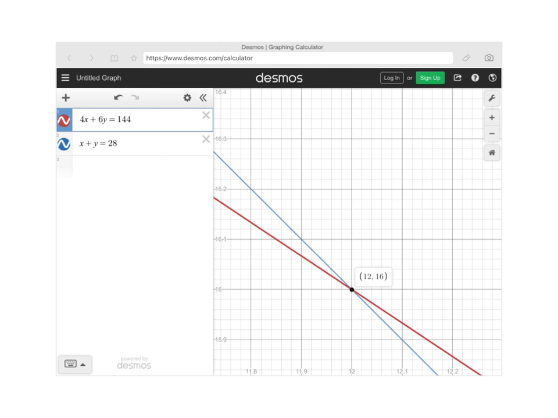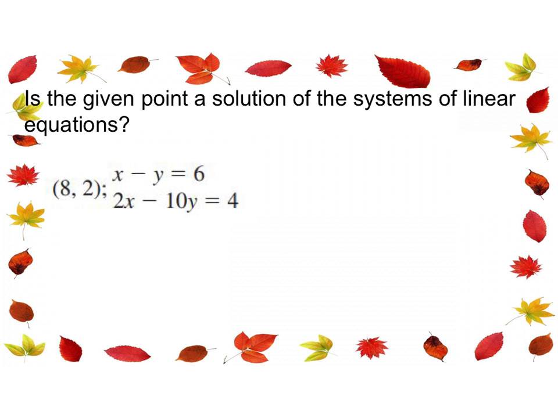I want you to try on your own really quickly. Want to know if 8, -2 is a solution for that system. You don't need to type it in chat or say anything out loud. I will send out a poll in just a moment.